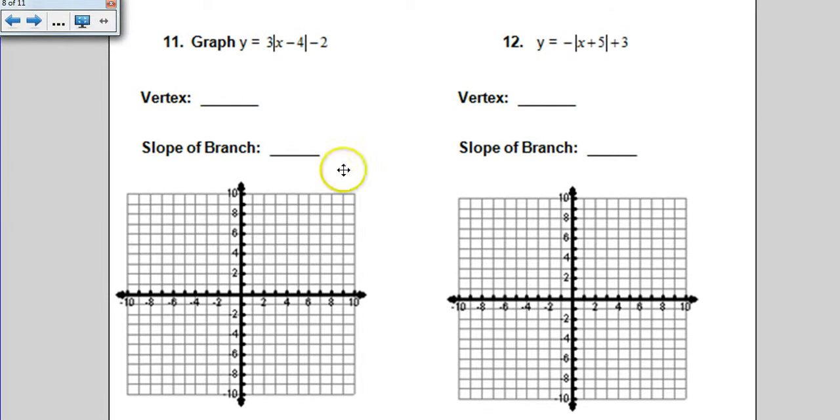Number 11. Your vertex is at, remember, opposite of the x's, so positive 4, comma negative 2, and the slope of your branch is going to be a 3. So at 4, negative 2, there's your vertex, and your slope is up 3, right 1. 1, 2, 3, right 1. And then up 3, left 1.